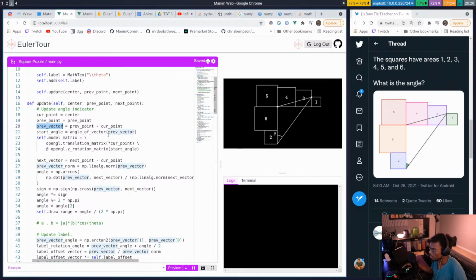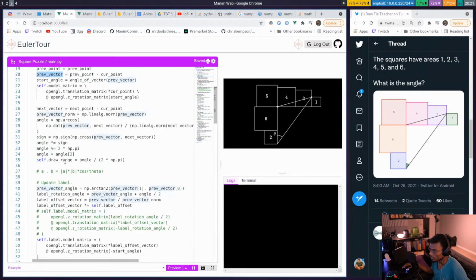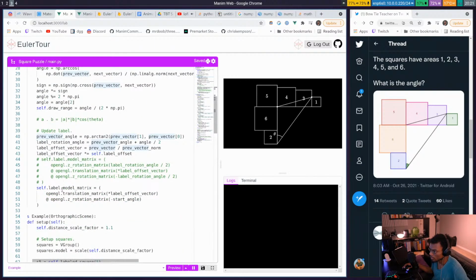Center, pre-point, next point. Yeah, the center, the angle prev is this point, and the angle next is this point. This is going to end up being some heavy debugging. It's multiplied by the label offset here, but that shouldn't change the direction.